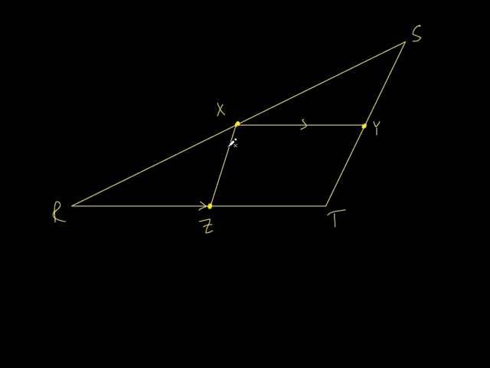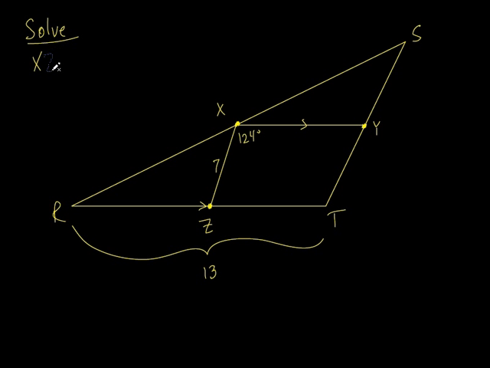All right, so here we go. They tell you that this angle inside of here is 124 degrees. They say the length of this is 7. And the length of RT is 13. And that's all they tell you. And they ask you to solve for these three things. They say find XZ equals, and then find ST, and then find angle RYX.